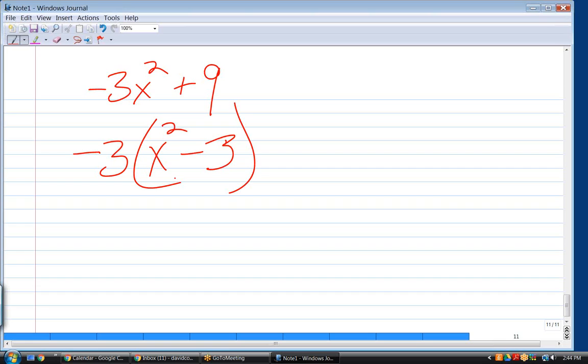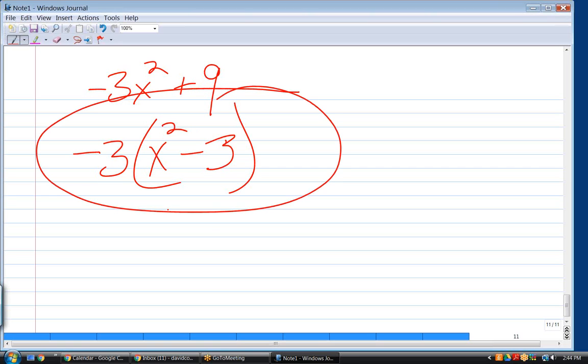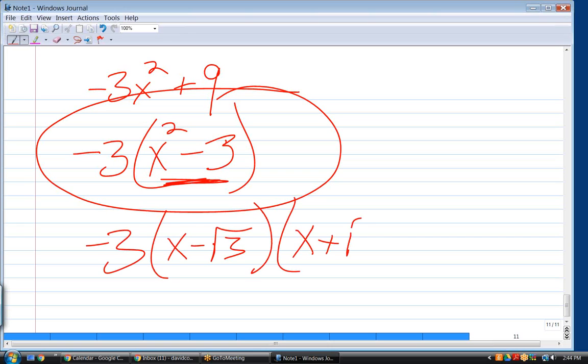Now, you've learned something called difference of perfect squares. But it doesn't always have to be perfect squares. This may be the answer your teacher's looking for, but I like to think of that as difference of squares. I know how to factor that. That factors in the following manner: x minus root 3 and x plus root 3. Notice that it factored even though I did not have difference of perfect squares, I just had difference of squares.